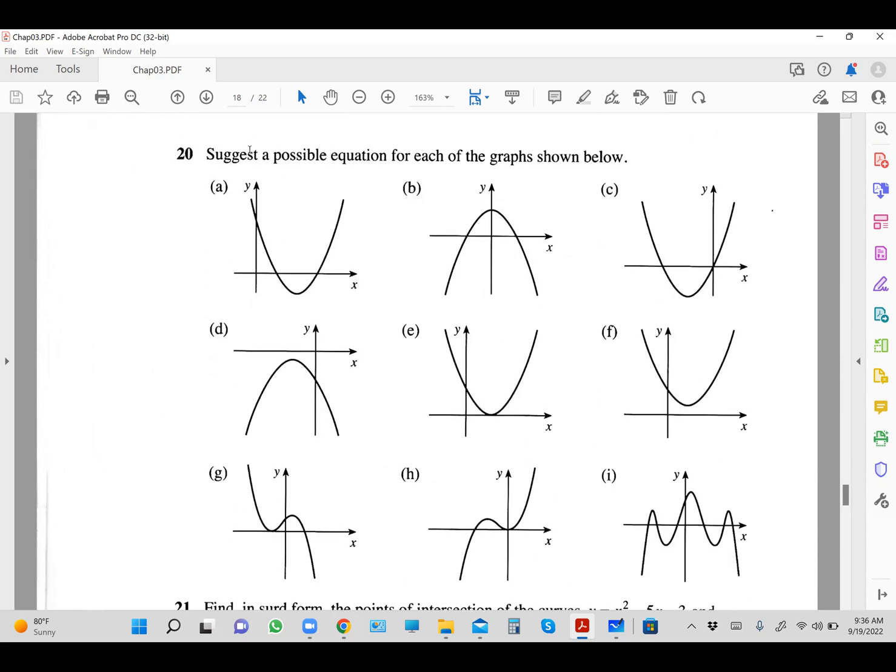Suggest a possible equation for each of the graphs below. Like, really? In order for you to do that, you have to understand a little bit more about quadratics. Obviously, this is x squared, this is x squared, this is x squared, so something x squared. This is x to the third. This is x to the 6, and it's negative. But let's not even talk about that right now. Negative x to the 6, something. It could be more complex, right? But let's go ahead and start chapter 4. I love chapter 4.